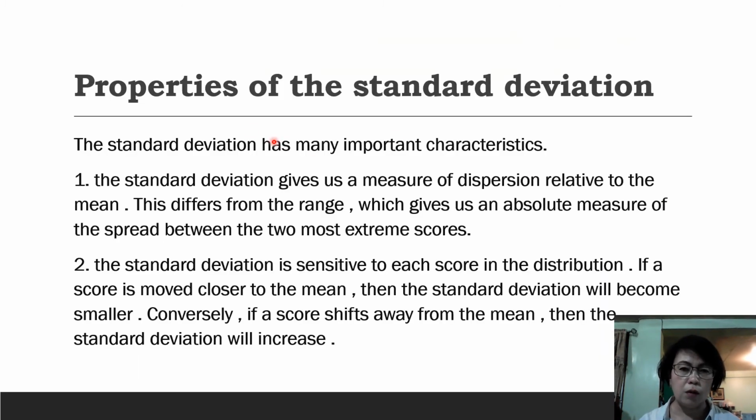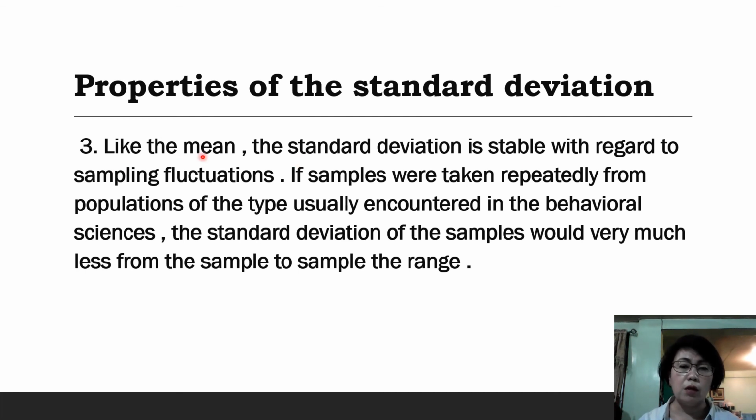Okay, so next we have the properties of the standard deviation. The standard deviation has many important characteristics. It gives us a measure of dispersion, and it is sensitive to each of the scores in the distribution. Okay, like the mean, the standard deviation is stable with regard to sampling fluctuations.